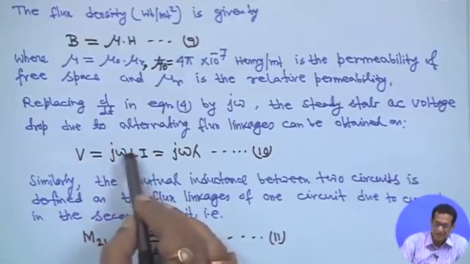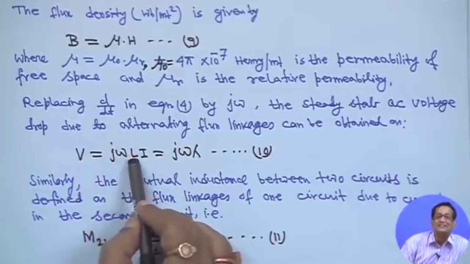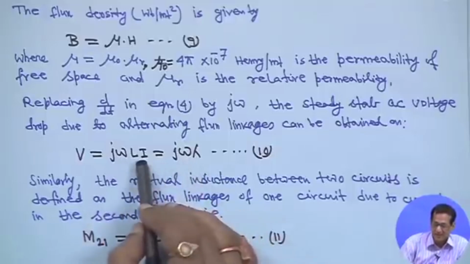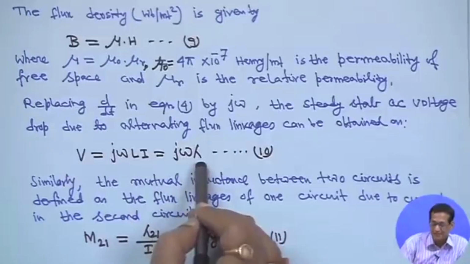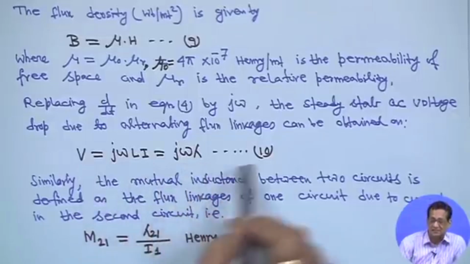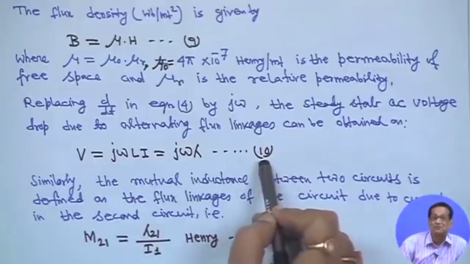So, j omega L is nothing but the reactance, and I is the RMS value of the current. That means Li is equal to your flux linkage lambda. So, V is equal to j omega lambda. This is actually equation 10.